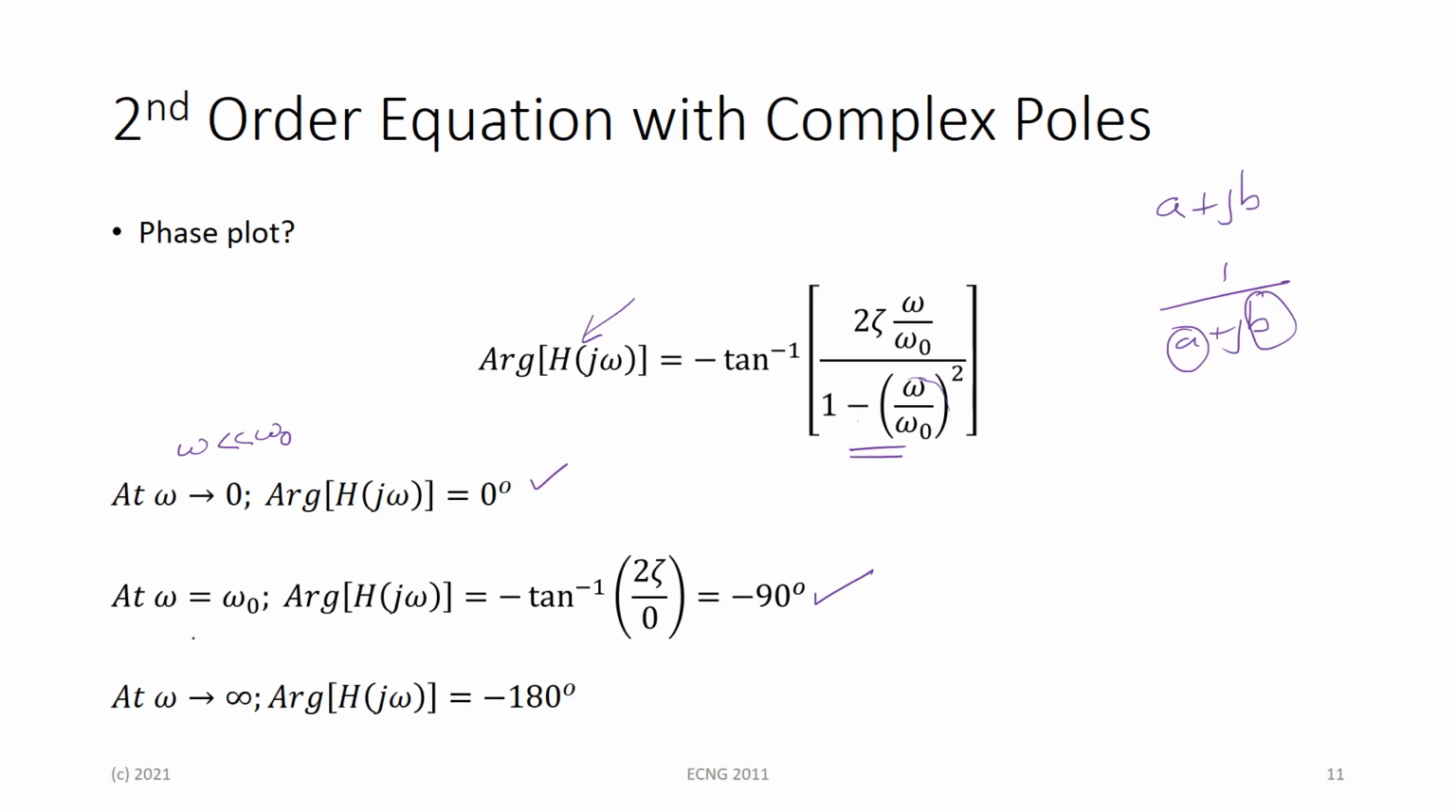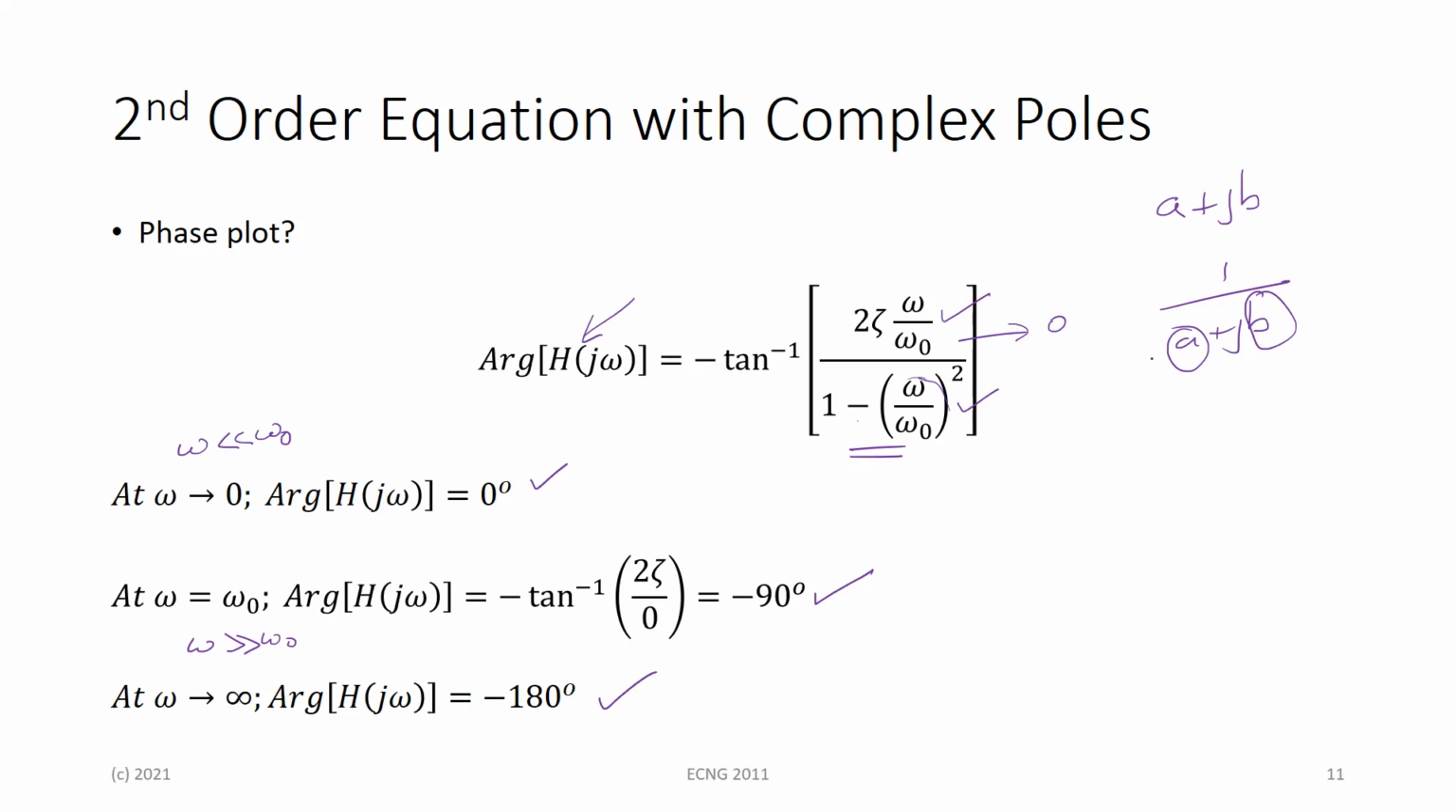Then as omega gets much bigger than omega 0, this continues along the way, because this is now increasing at a bigger rate than this. Eventually, as omega gets very large, this goes back down to 0. You started at 0, went to minus 90, and it goes back around, and you get a minus inside of there. So the actual angle now is minus 180.